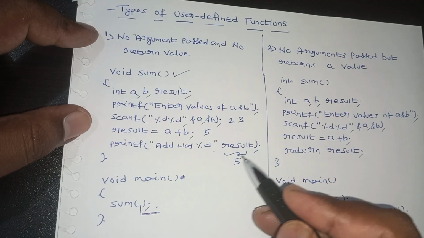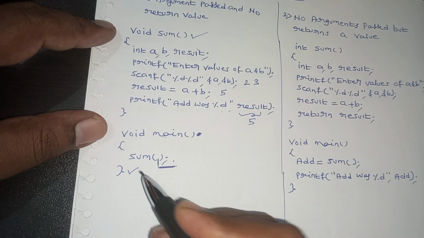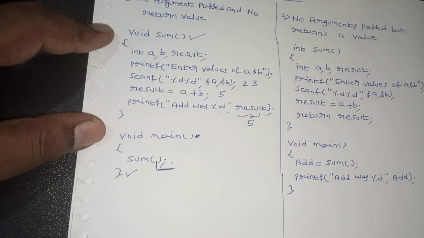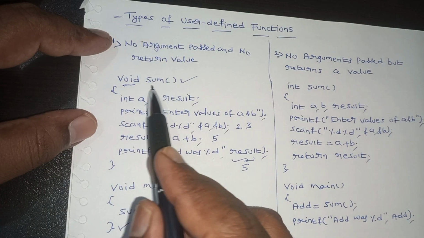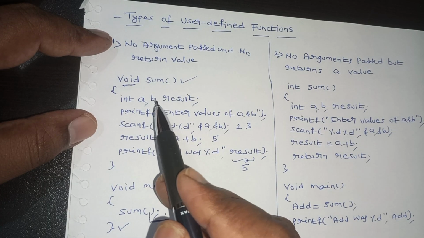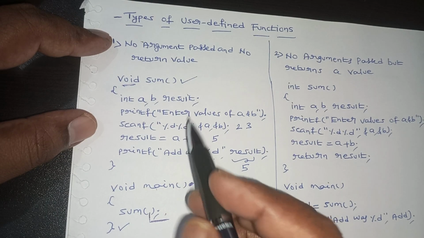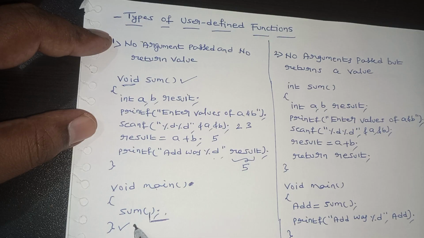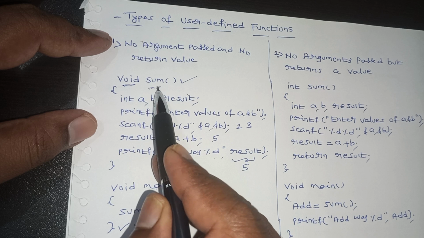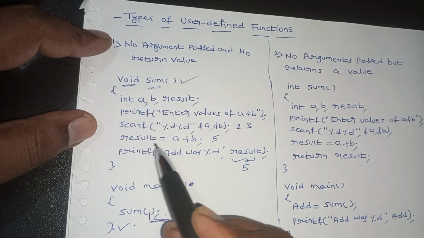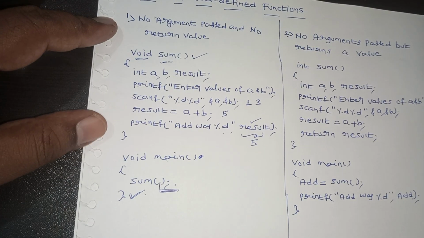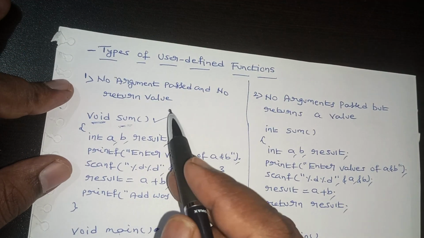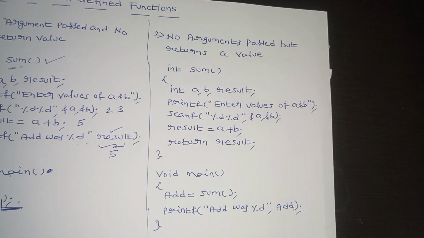Now after printing the result, I will come back to the end of the main function. By observation, here is void sum. What is the meaning of void sum? The user-defined function doesn't return any value back. Simply, I am doing something and coming back. I am not passing any arguments, and this function also doesn't return any value. It simply does the addition of two numbers, prints the result value, and comes back to the end of the main function. That is called no arguments passed, no return value. Very simple.